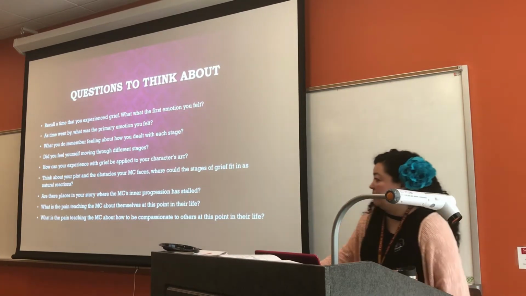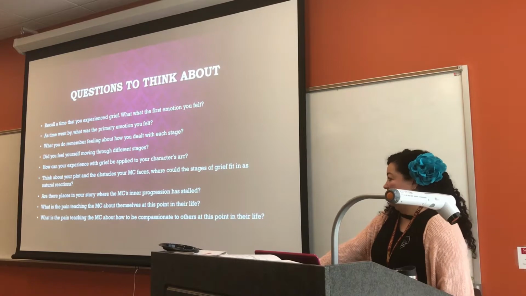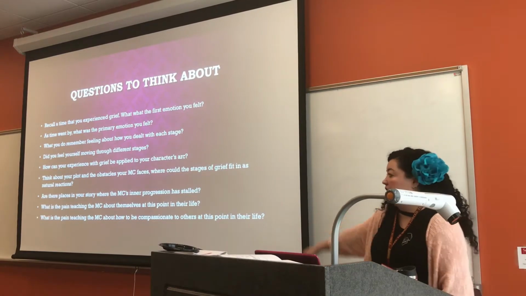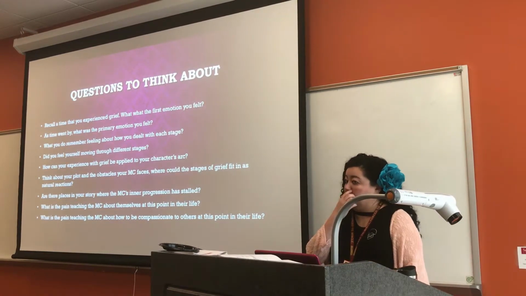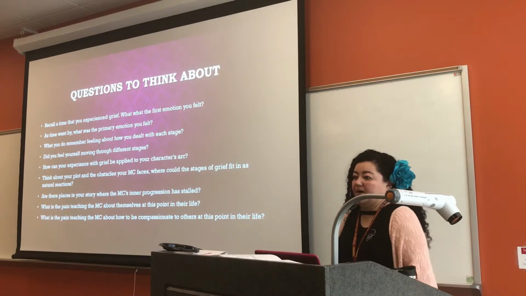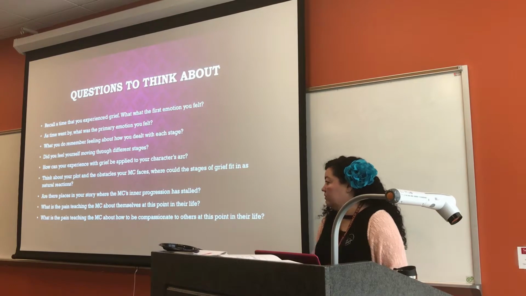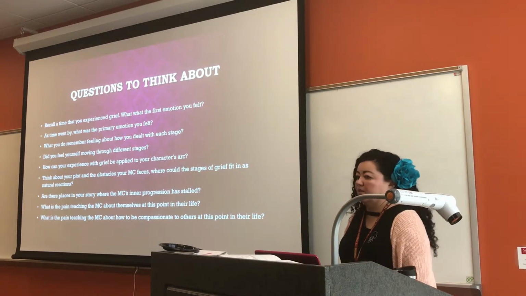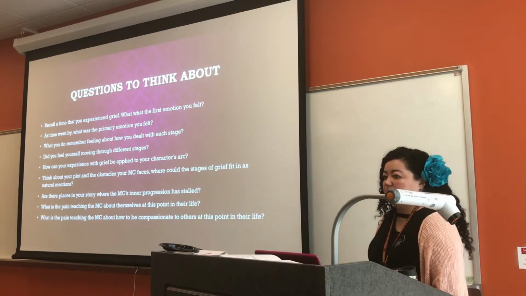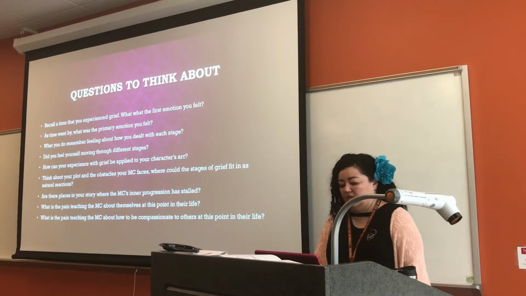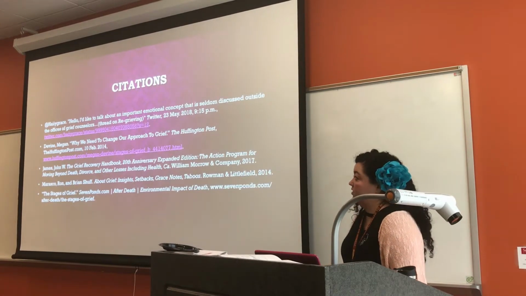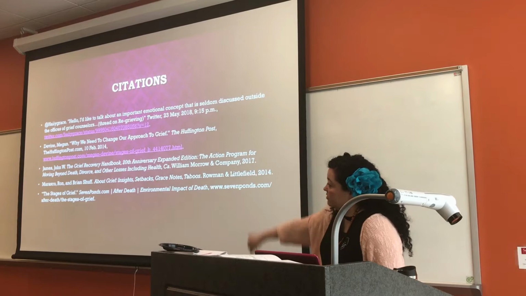What is the pain teaching the main character about how to be compassionate to others at this point in their life? The villain who stalled out, maybe in denial and anger, didn't learn to be compassionate, didn't learn to help others. But if you've got a hero, Frodo and Sam, they had grief, but they became very empathetic and sympathized, and they're going off and saving the day. So here are some citations that I use.